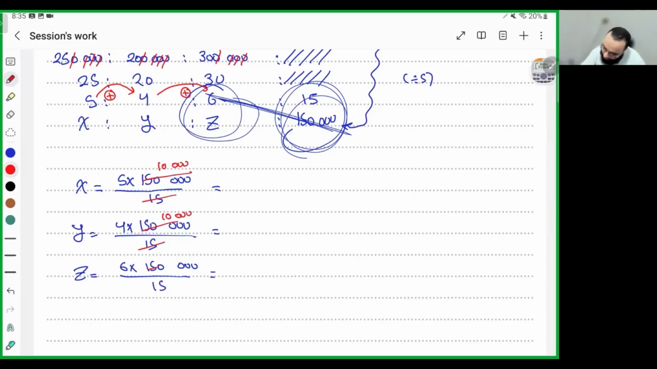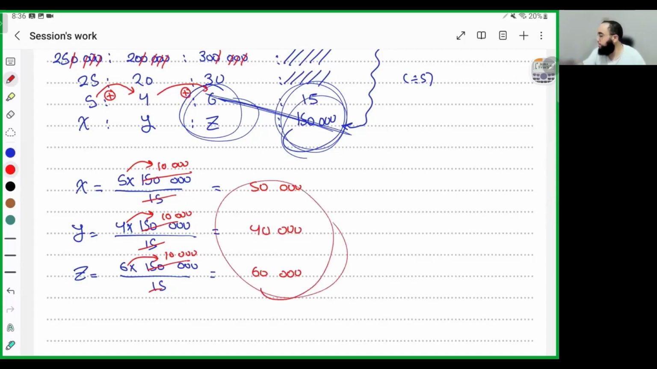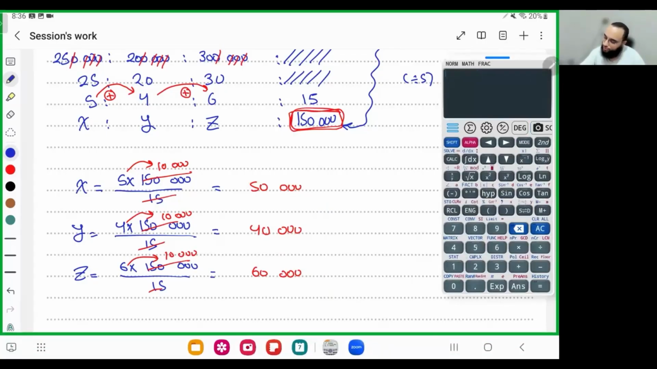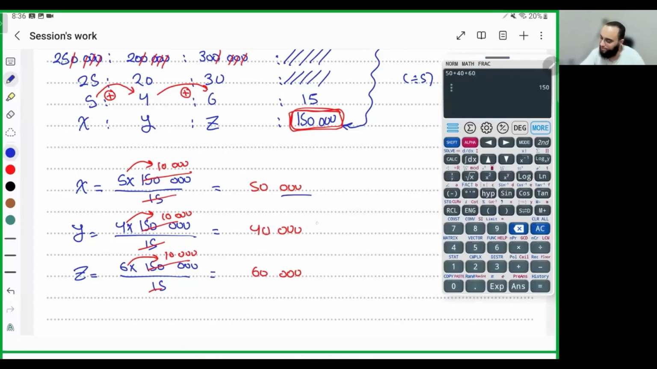10,000. 5 times 10,000 is 50,000. 4 times 10,000 is 40,000. And 60,000. Could you tell me the sum of these three values should be what? It should be the same number, 150,000. Let's check: 50 plus 40 plus 60 is 150, and the sum is the same.